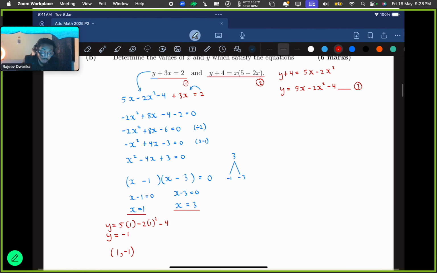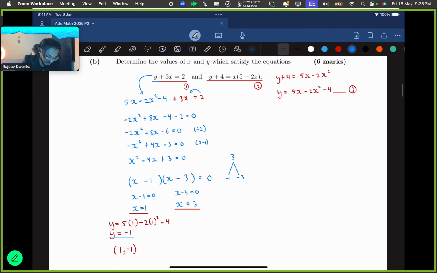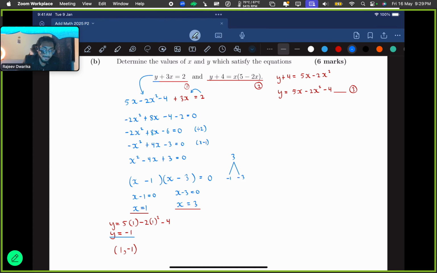Yes, sir. But you don't have to state the ordered pairs, eh? You don't have to say this. They just ask you for the values of x and y which satisfy the equation. So you don't have to put this. This is optional. It just makes it easier for people if you do that, I find.